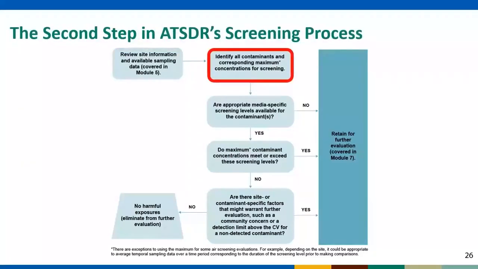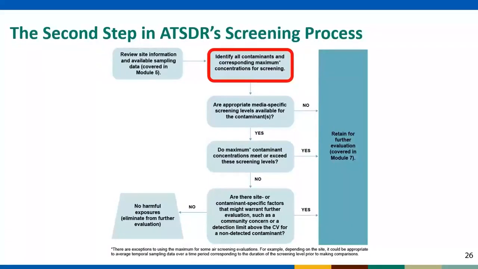Here is the second step, located in the middle top right red highlighted box. Once you've selected the sampling data that are appropriate for you to use in the PHA process, you need to identify contaminant concentrations for screening. In general, you will identify and use the maximum concentration for each contaminant in each medium.